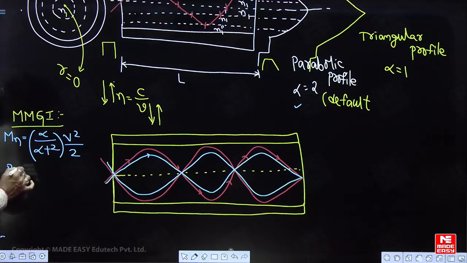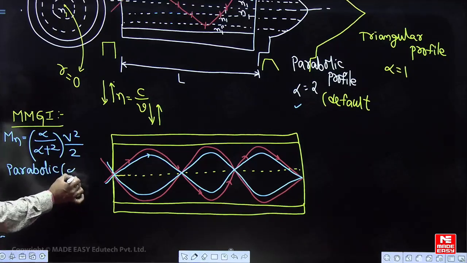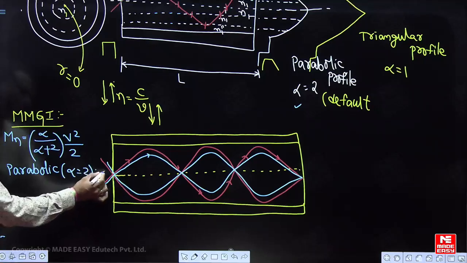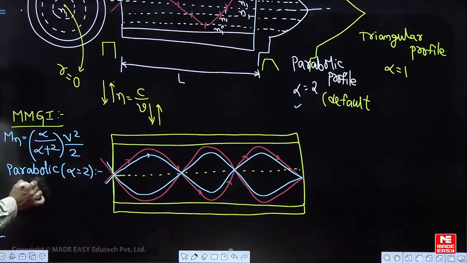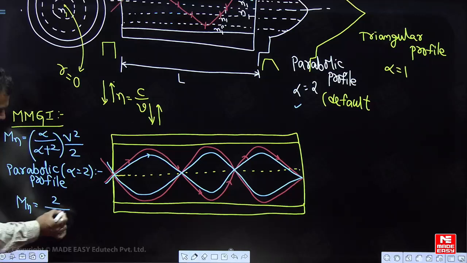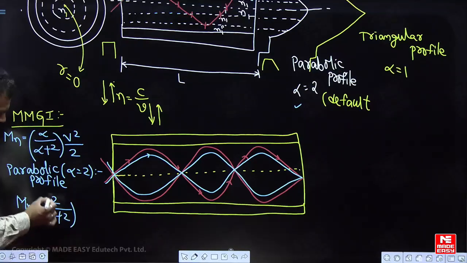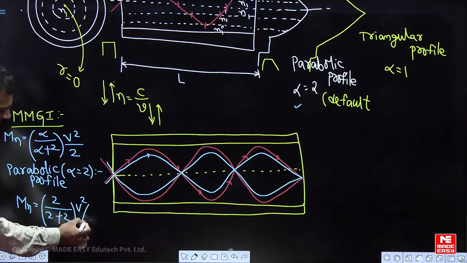Talking about the parabolic profile, we are considering a parabolic profile. For a parabolic profile, what is the value of alpha? Alpha is equal to 2. When you put the parabolic profile, your alpha value is equal to 2. The number of modes Mn is equal to 2 divided by 2 plus 2 into V square by 2.